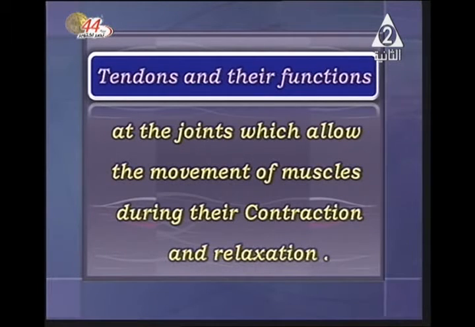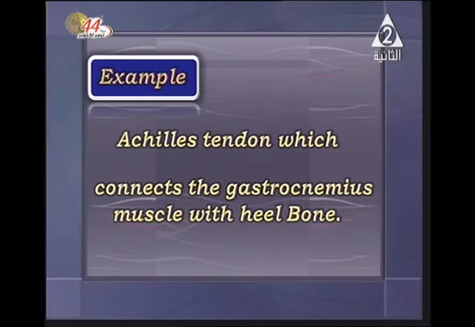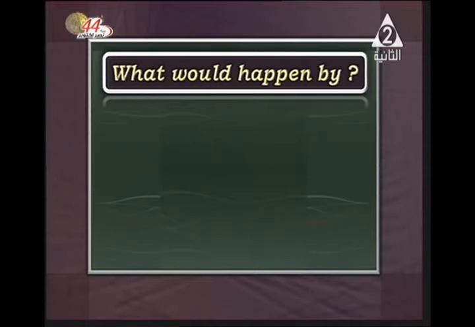At the joints, which allow the movement of muscle during what? Contraction and relaxation of the muscle. From the examples of the tendon in your body, like the Achilles tendon, which connects the gastrocnemius muscle with the heel bone. Okay, and what would happen if this tendon, the Achilles tendon, is damaged?